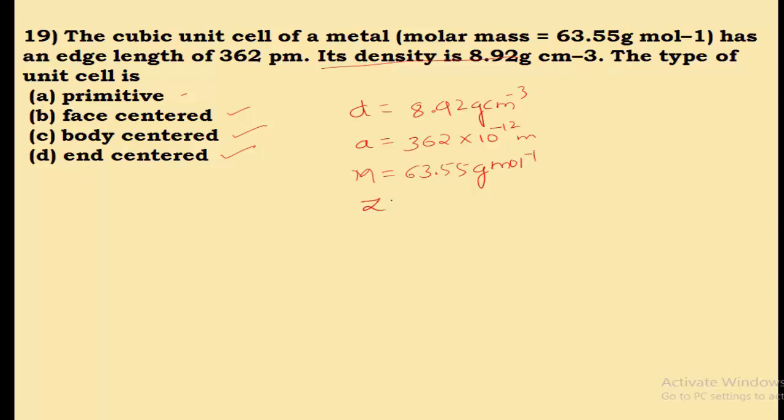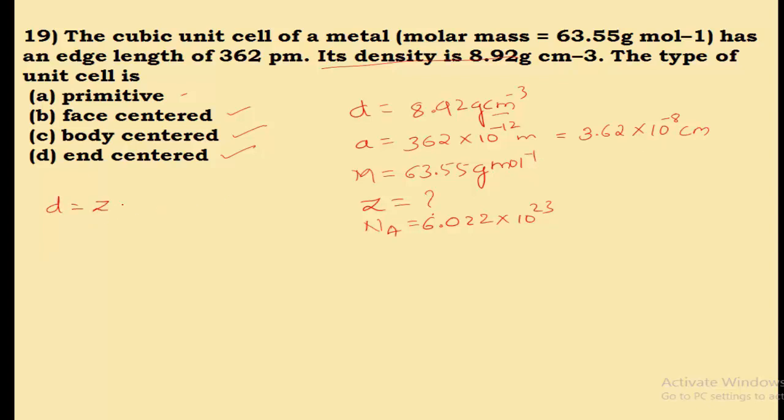Then what is the type of unit cell? As I have already told you, first find the number of particles, that is Z, and you know Na is equal to 6.022 into 10 raised to 23 per mole. Now this edge length, convert this into centimeter, because density is given in cubic centimeter. So edge length is given in meter, so convert that into centimeter. Simply on converting it into centimeter, you will get 3.62 into 10 raised to minus 8 centimeter.